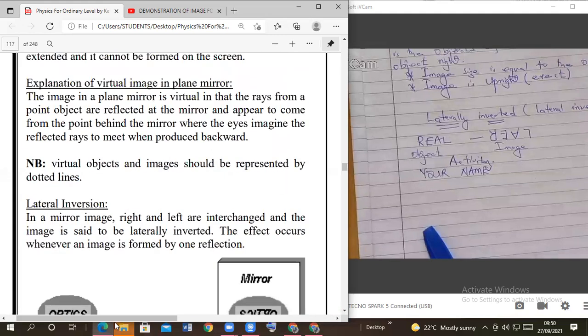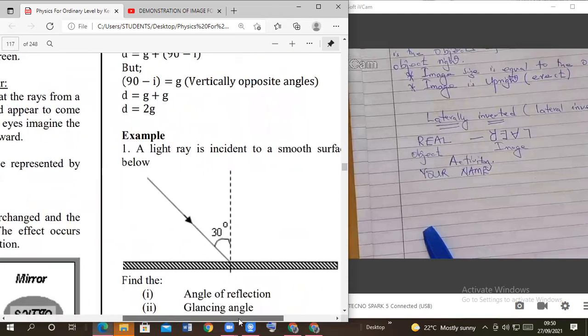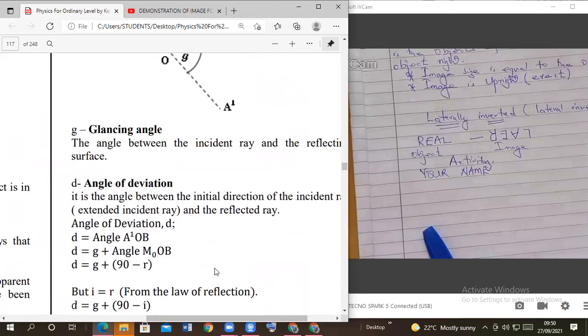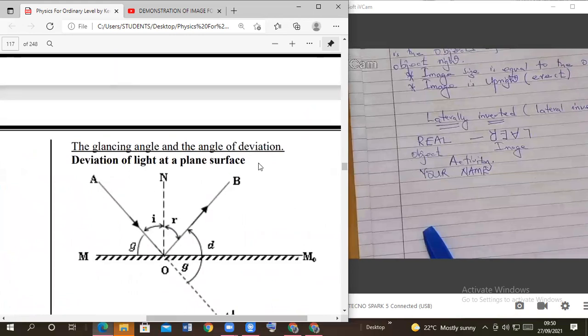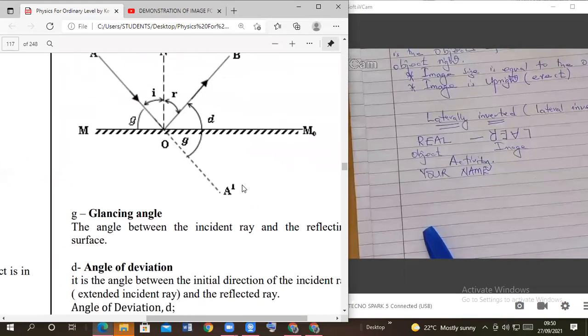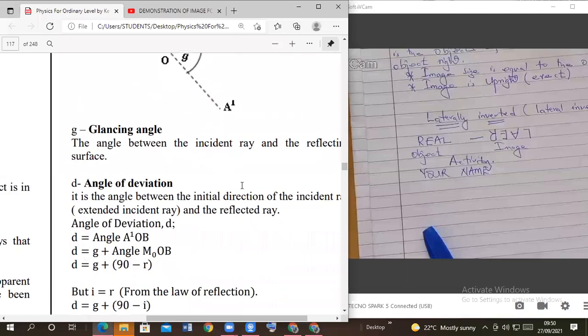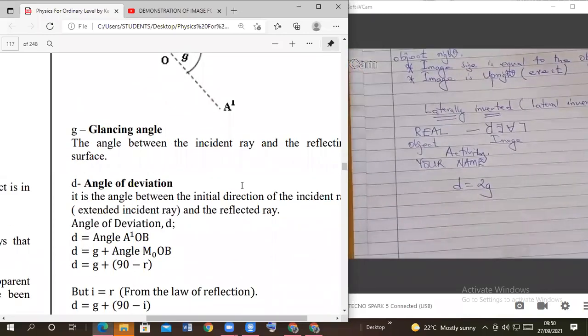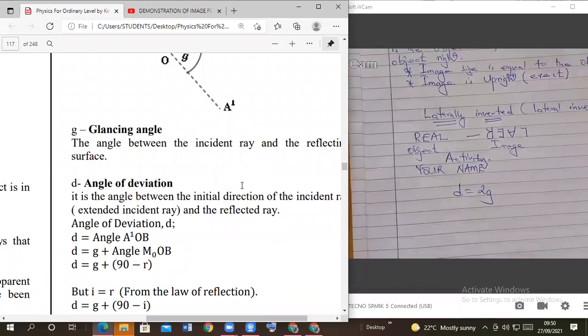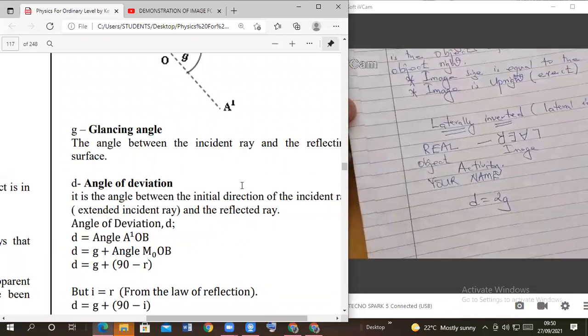Members, any question on that? No. This one we have already discussed. Do you remember that? Glancing angle and angle of deviation. We said angle of deviation is equal to twice the glancing angle. That one we have already discussed. We should not waste time on that again.